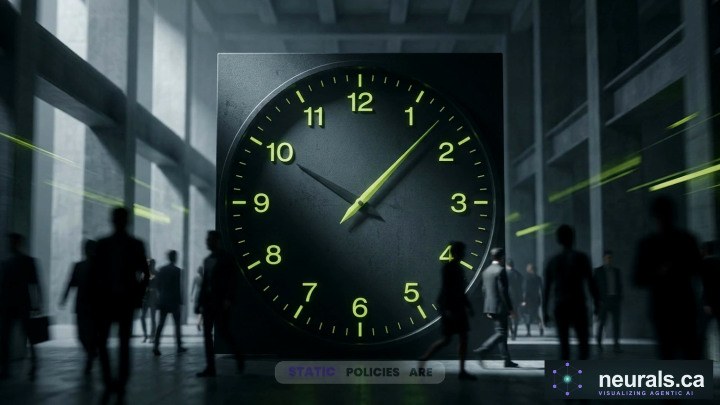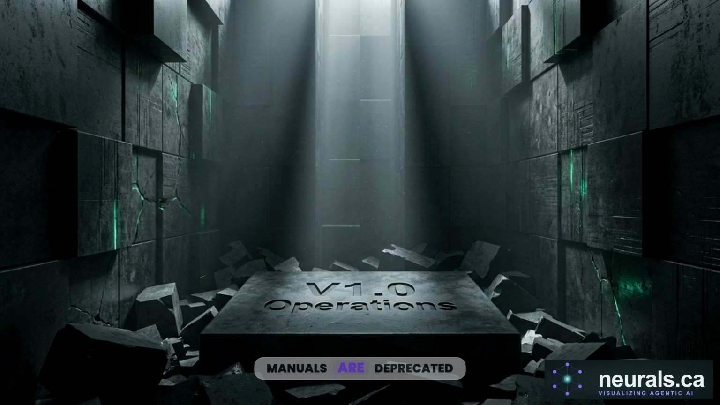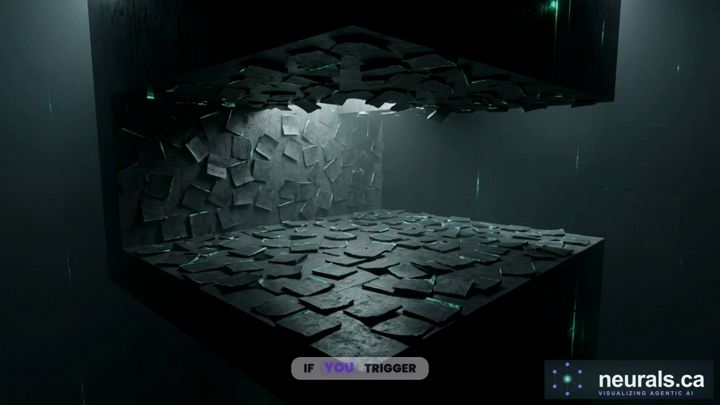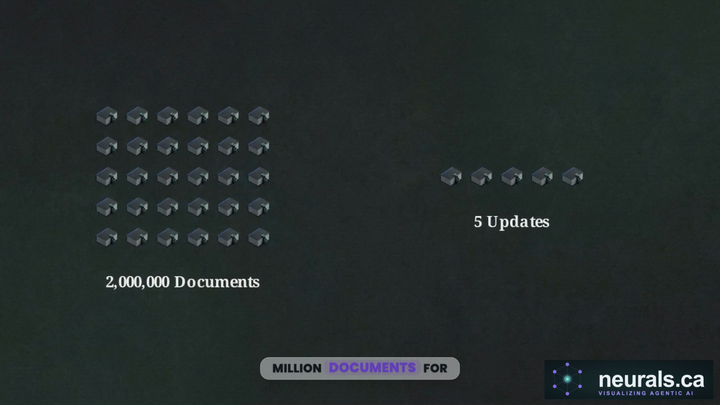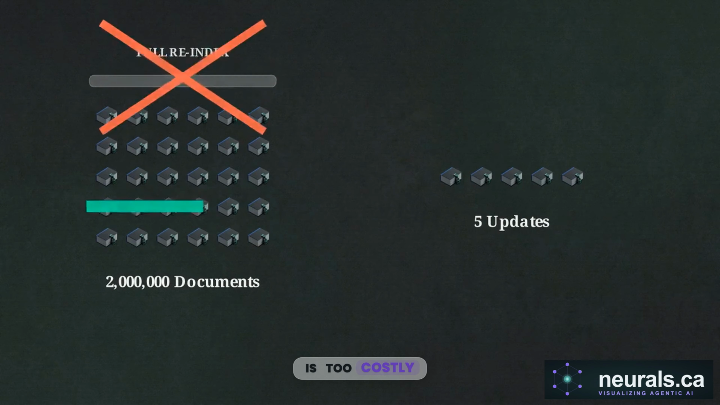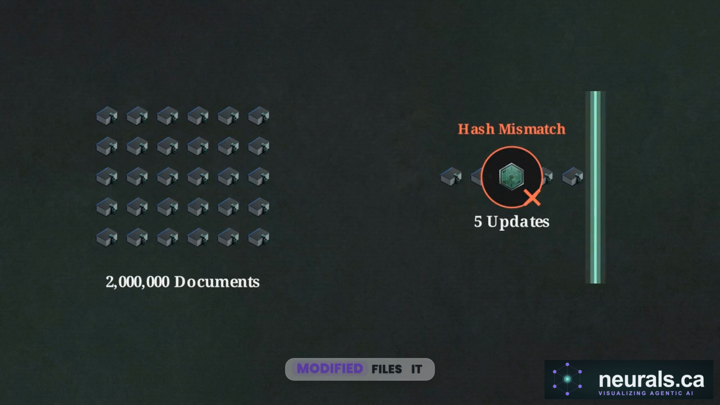Enterprise data is never static. Policies are rewritten, product specs update, and old manuals are deprecated every single day. If you trigger a full re-indexing job every time a team updates a single document, your compute costs will bankrupt the project. Re-indexing 2 million documents for a few updates is too costly. An incremental pipeline uses cryptographic hashes to instantly detect modified files.